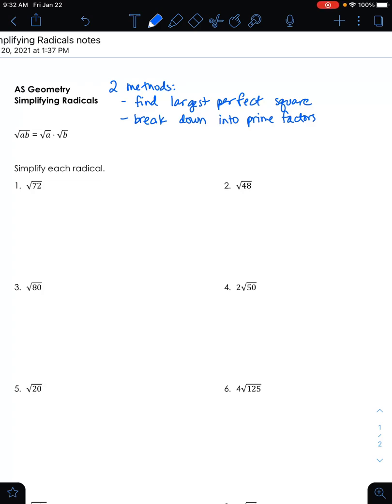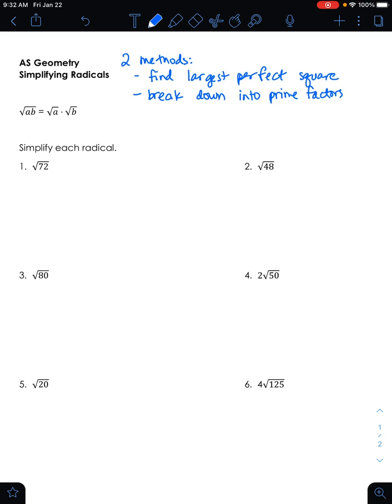Let's review simplifying radicals to get us started this semester. So I have a couple methods I want to show you on how to simplify a radical. I wrote down here at the top, in my opinion, there's two ways to go about breaking down a radical into lowest terms.